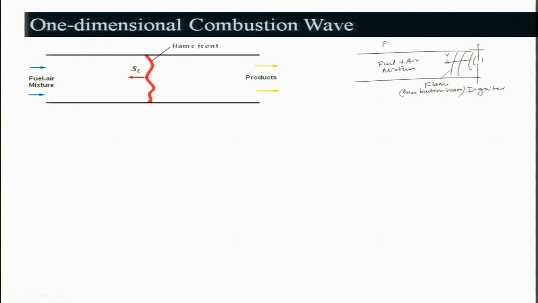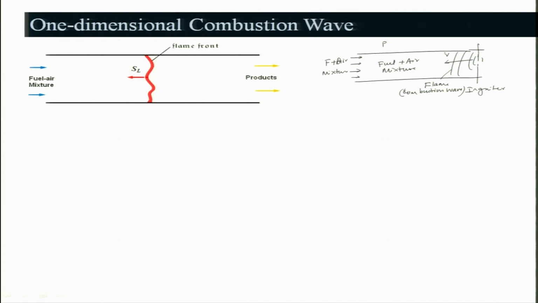Now I want to have a fixed flame at a particular position. What will I have to do? The fuel and air mixture is stationary in nature. Now I want the flame to be located somewhere here. What will I have to do? I will have to supply the fuel air mixture, fuel plus air, with a certain velocity, such that it is the same as the burning velocity.